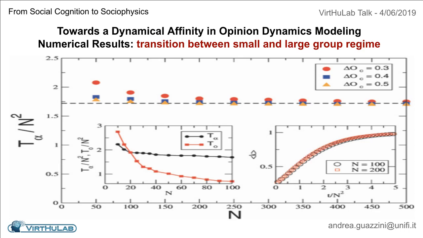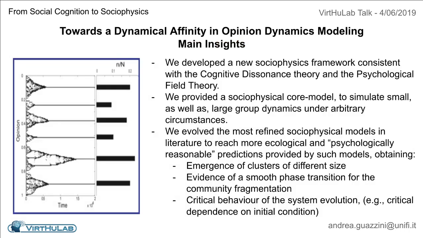In conclusion, we developed a new sociophysics framework consistent with the cognitive dissonance theory and the psychological field theory. We provided a socio-physical core model to simulate small as well as large group dynamics under arbitrary circumstances, and we evolved the most refined socio-physical models in the literature to reach more ecological and psychologically reasonable predictions. In this way we obtained the emergence of clusters of different size, the evidence of a smooth phase transition for the community fragmentation, and a critical behavior of the system evolution.